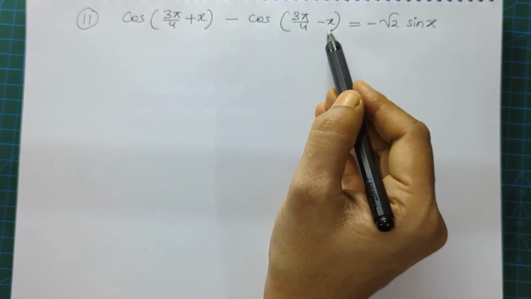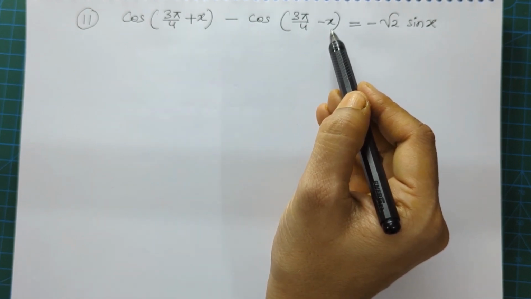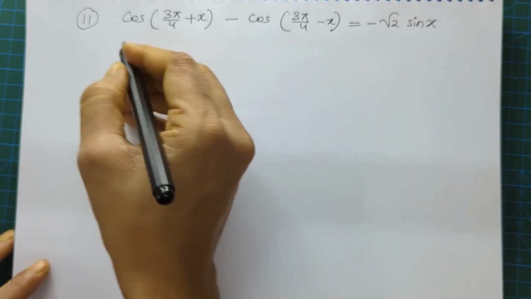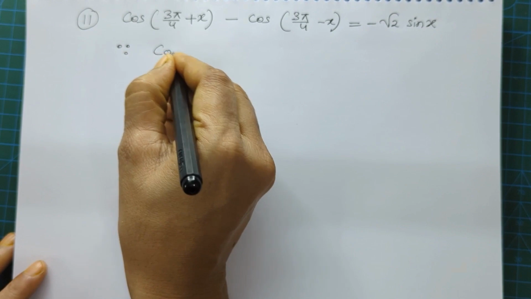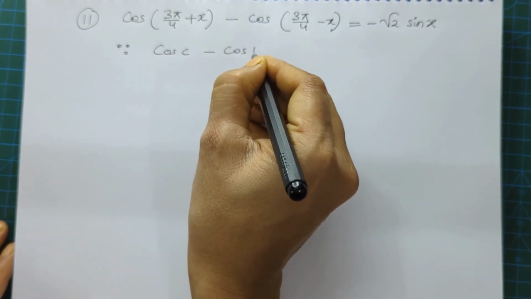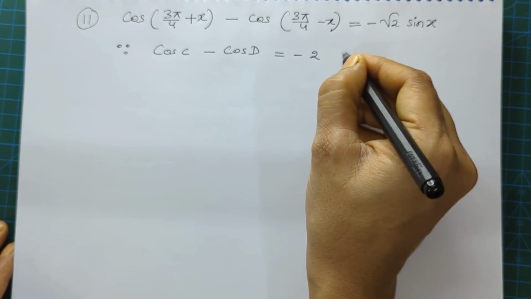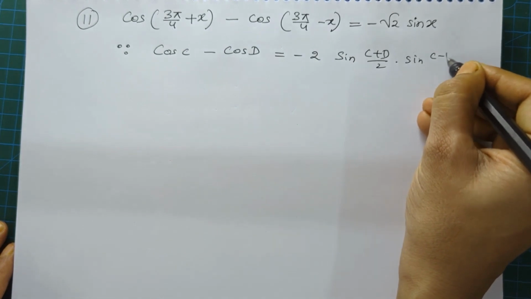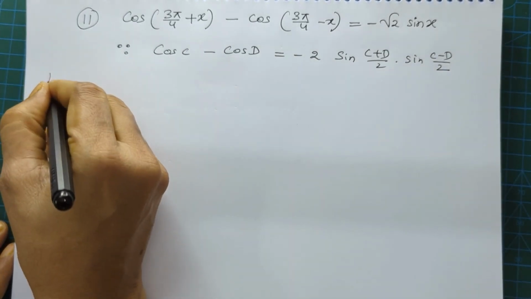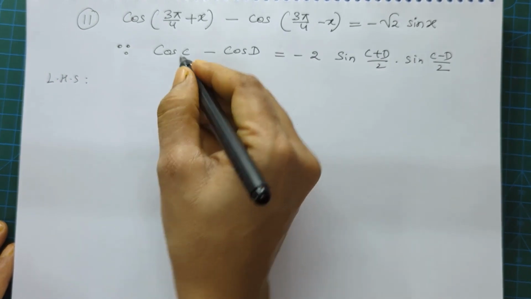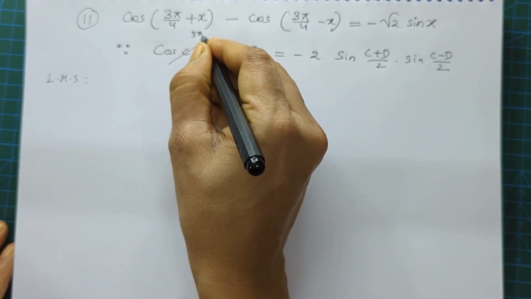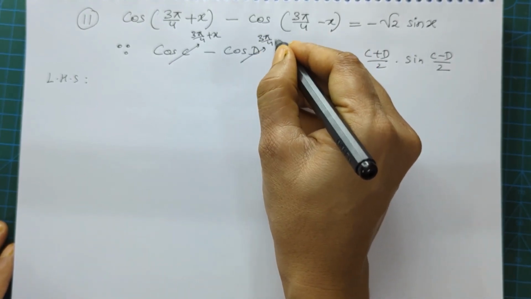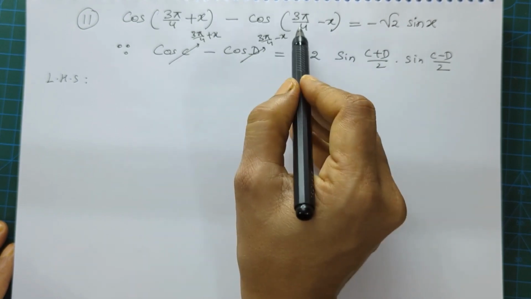So the left hand side should be compared with some trigonometric identity, and it is matching with cos C minus cos D. What identity do we know related to cos C minus cos D? Cos C minus cos D is negative 2 times sine of (C plus D) by 2 times sine of (C minus D) by 2. So we will begin from the left hand side, but before that, what is C? C is 3π/4 + x. And what is D? D is 3π/4 − x. This is C, this is D.